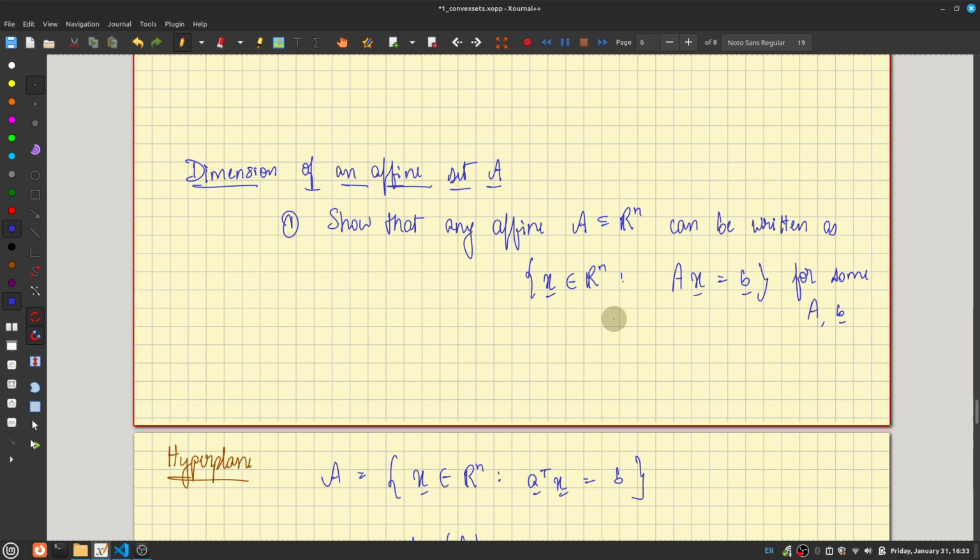Okay, now if you can write this in this particular form, then the dimension of A, you can define this simply as the nullity of the matrix A. Okay, so this is a concrete definition for any affine set. So now if you are given an arbitrary set A, you can look at the affine hull, and the dimension of the affine hull is defined to be the dimension of the set A. Okay.